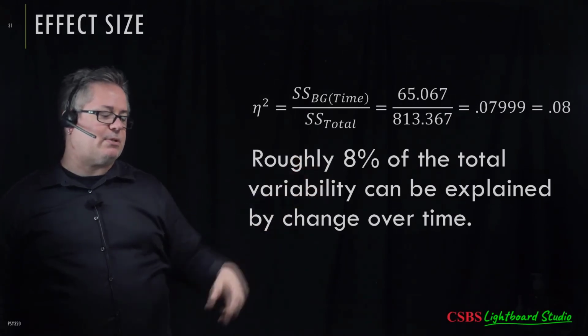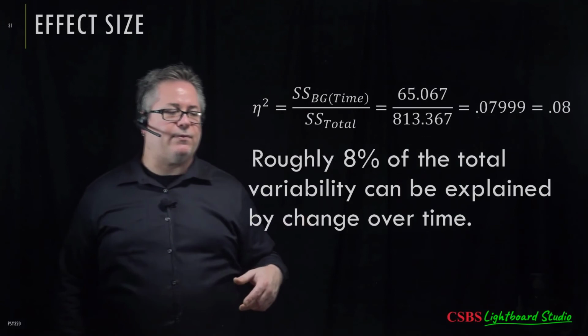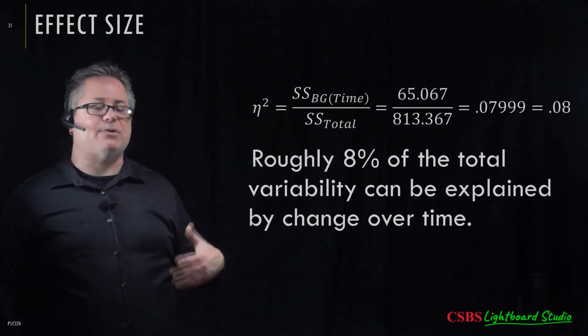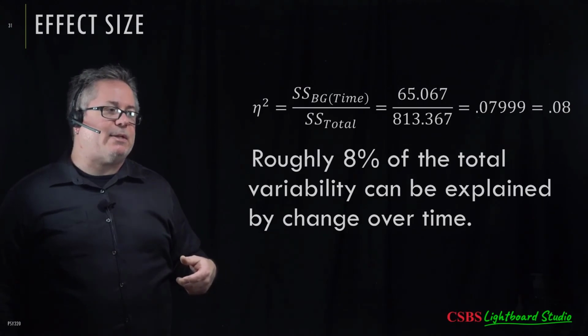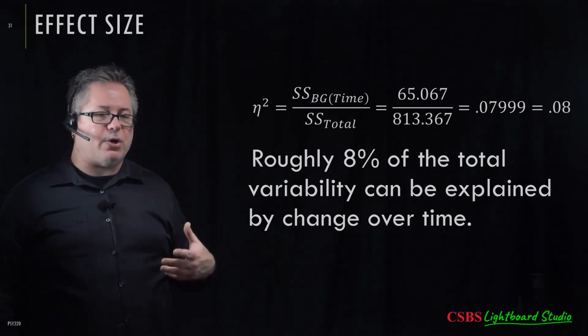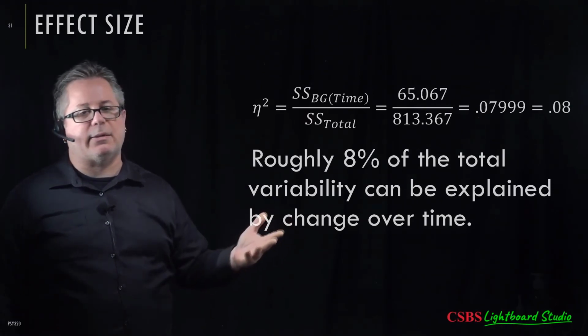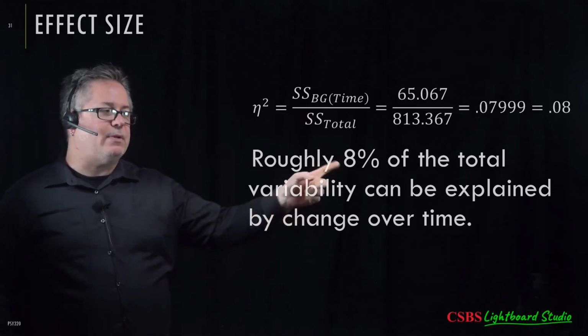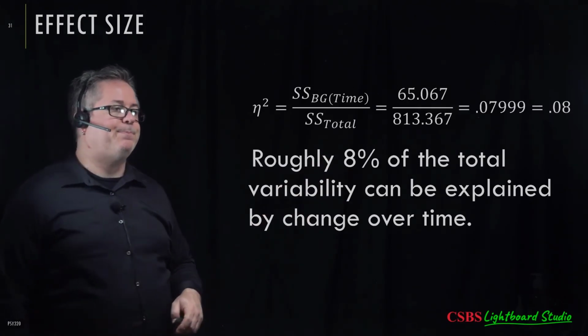Somewhere around 10% is probably commonly seen as a strong effect for a lot of psychological stuff. That's because humans are complicated, a lot of things going on. So if we're looking at psychological phenomenon, it's really hard to explain a huge proportion of it with a simple effect, with one effect like time like this. So this 8% may seem small, but likely is not necessarily that small. And that's it for repeated measures ANOVA.